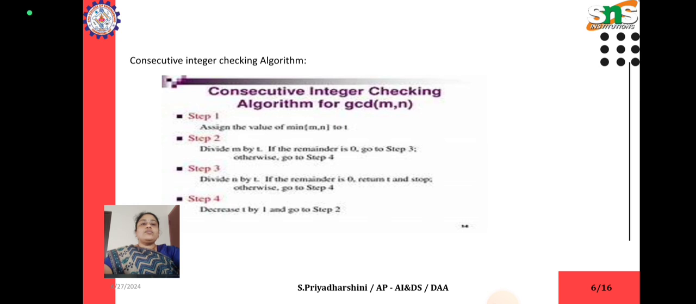The same thing can also be done by the consecutive integer checking algorithm, which gives English-like language. Assign the value of min(m, n) to t. Step 2: divide m by t. If the remainder is 0, go to step 3, otherwise go to step 4. Step 3: divide n by t. If the remainder is 0, return t and stop, else go to step 4. Step 4: repeat the process, decrease t by 1 and go to step 2.